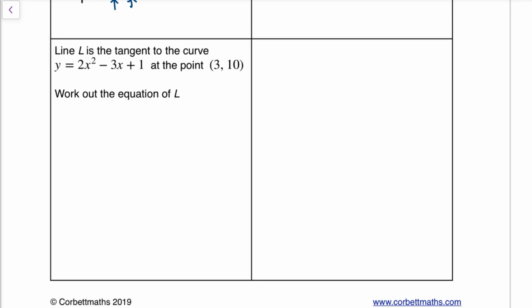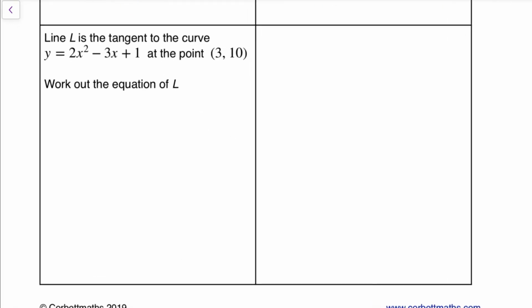Line L is a tangent to the curve, and it gives me an equation. At the point 3, 10, work out the equation of L. Okay, so this is just a find a gradient and work out the line tangent question, isn't it? This is basically ensuring you understand that the tangent has the same gradient as the point on the curve at that point, if you see what I mean.